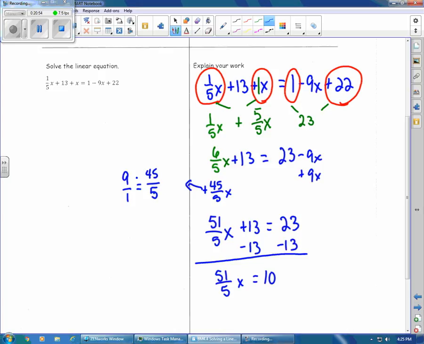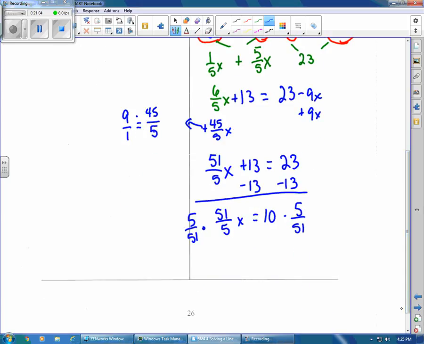Now to undo this multiplication, I'm going to multiply by the reciprocal. So I'm going to get x equals 50/51. And yes, I did give you that challenge to go ahead and check your work.